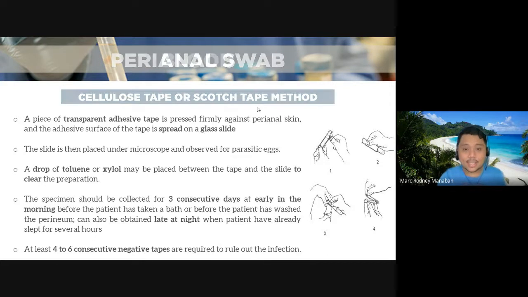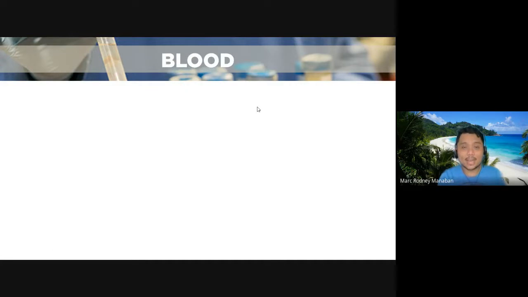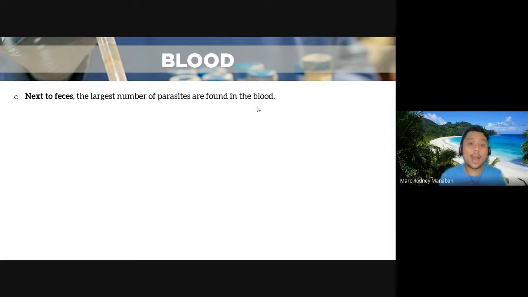Okay, the next sample is, of course, your blood. Now blood is considered to be next to feces in containing the largest number of parasites. Okay, because again, there are many blood parasites. Many parasites love your blood, love your RBCs. Therefore, blood is also considered to be the second most commonly submitted sample to the laboratory for parasite examination. So feces is the most common, second is of course your blood.